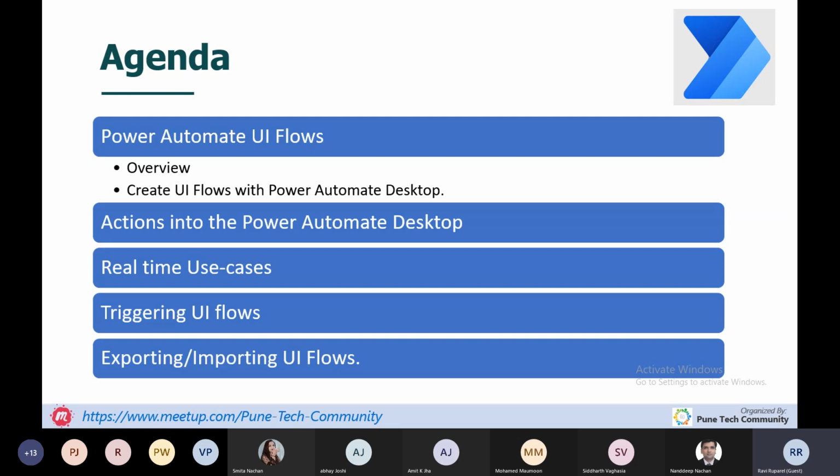Once this is covered, the next thing will be the different actions, some of the actions which will be used in day-to-day life to achieve any of the requirements. After that, I have created some demos for the UI flows. Once the demo is completed, then how we can trigger these UI flows from Power Automate. Once that part is completed, in the last step, I will export and import UI flows from one environment to another environment. So let's start all the points one by one.